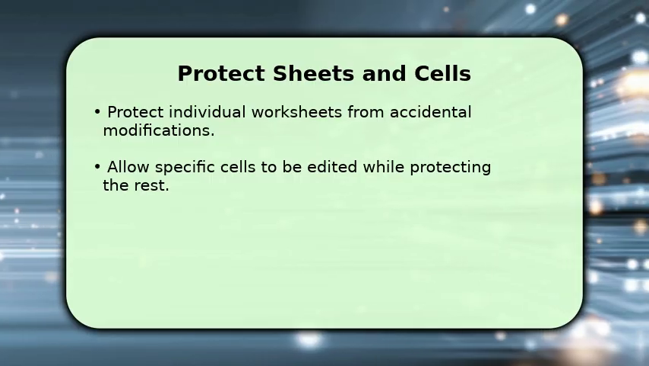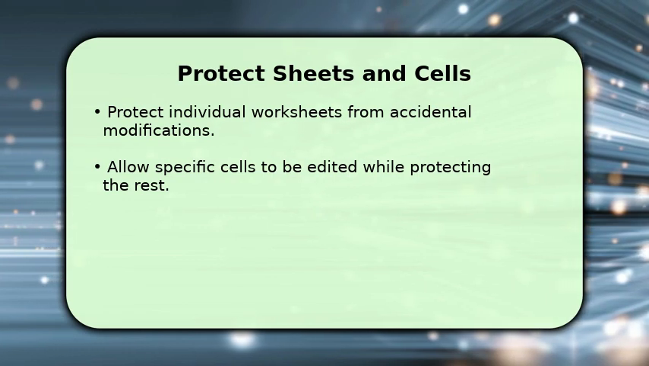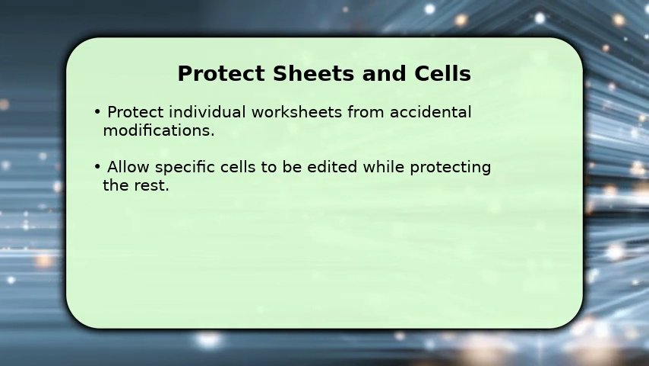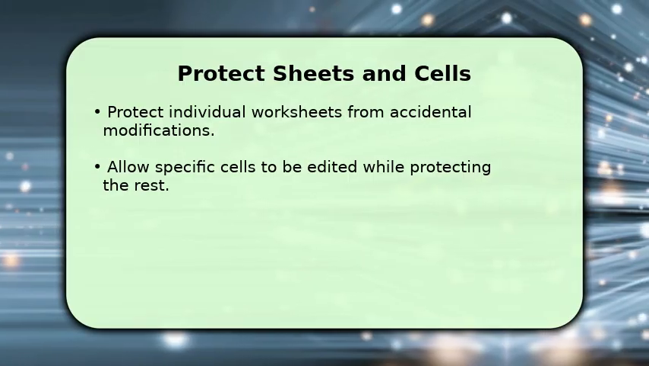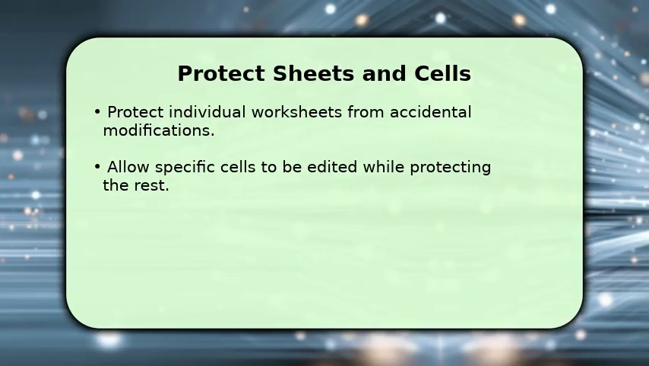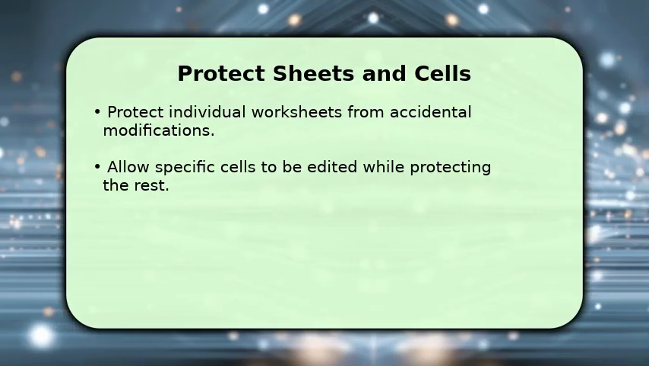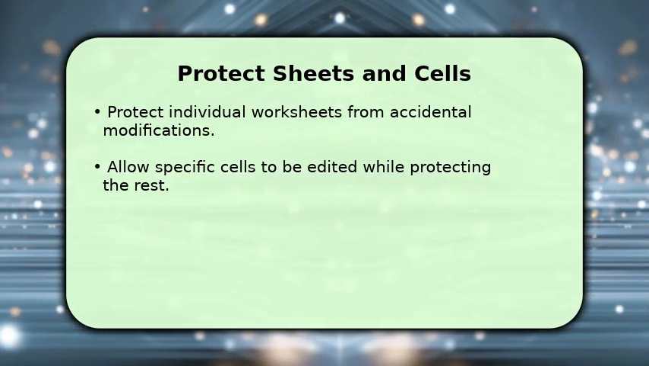Go to the Review tab and click Protect Sheet. You can choose what actions users are allowed to perform, like selecting locked cells or formatting. To allow editing of certain cells, first unlock them by right-clicking, selecting Format Cells, and unchecking Locked in the Protection tab before protecting the sheet.